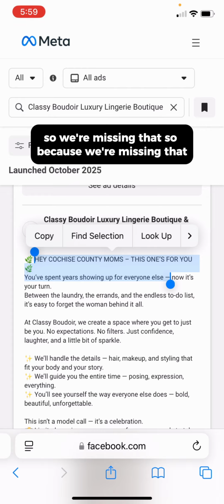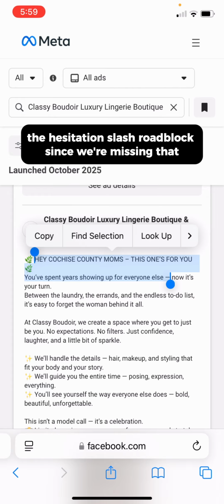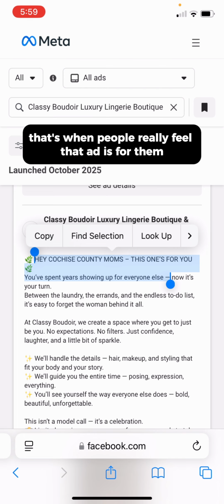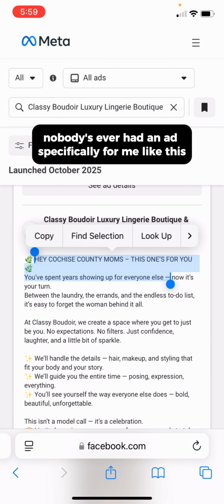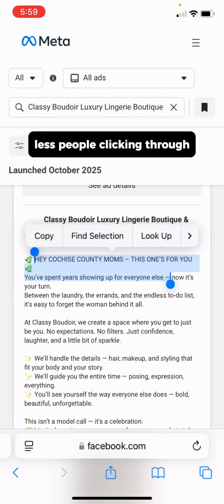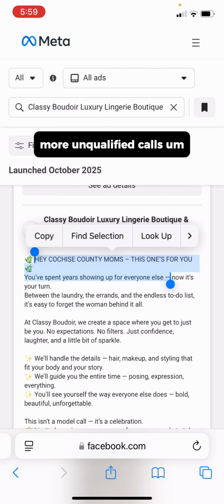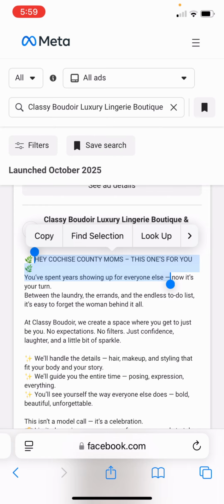Because we're missing that, we're missing the triangle of mental tension, which is the negative, the positive, the hesitation/roadblock. With the who label, that's when people really feel that our ad is for them and they really want to click see more to read more. It's like, oh my God, nobody's ever had an ad specifically for me like this. Since we don't have that, less people clicking through, less qualified, less bookings, more ghosting, more price hunters, more unqualified calls. They don't feel like we're specifically for them, all that stuff.